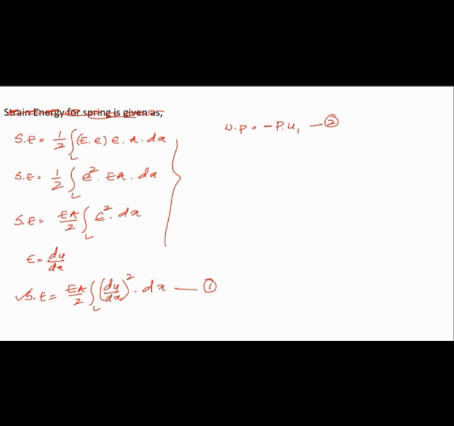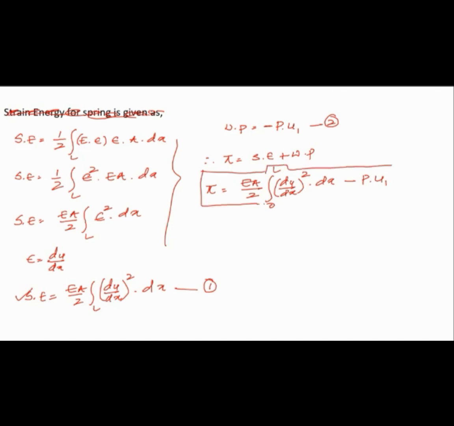So this is my first equation, strain energy. This is my second equation, work potential. Therefore, now the PE function pi is equal to strain energy plus work potential. So pi is equal to strain energy, EA divided by 2 integration, length 0 to L. I am going to consider the length as 0 to L. Here I have du by dx whole square into dx, minus P into U1. This is my entire PE function.